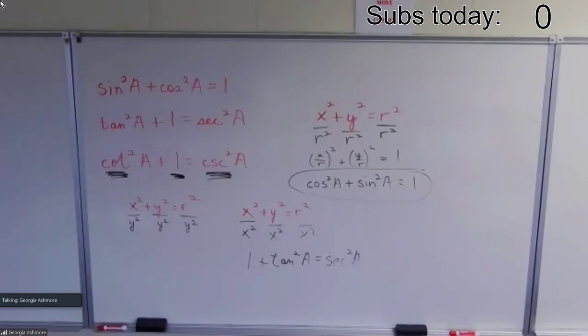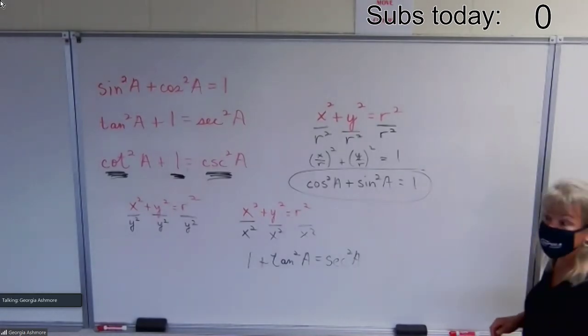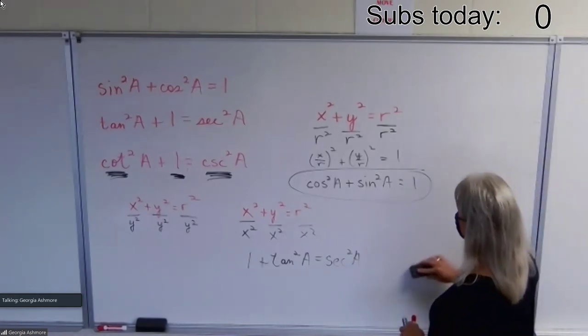Okay, now we're going to solve some problems using those identities. And I'm actually going to do problem 24 with the identities, and I'm going to do it without the identities using another method. And I'm going to let you choose which method you want to use. Okay?